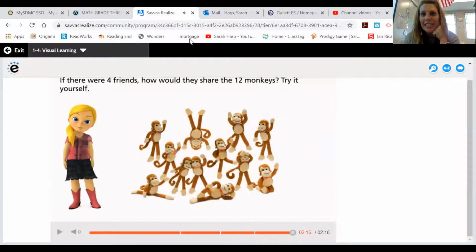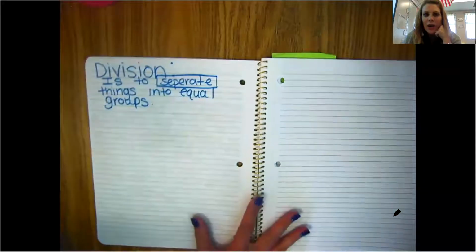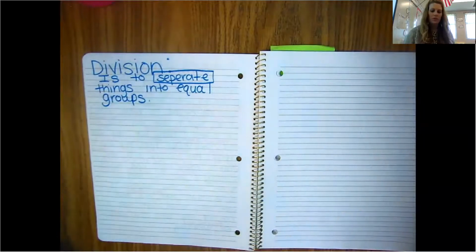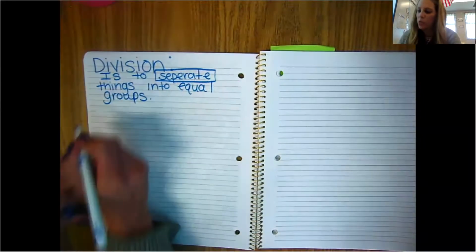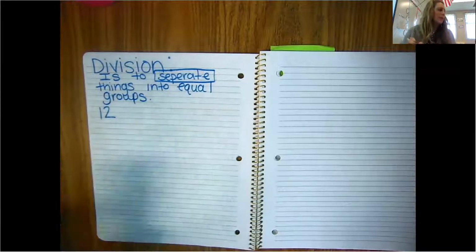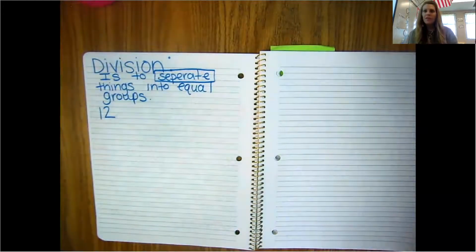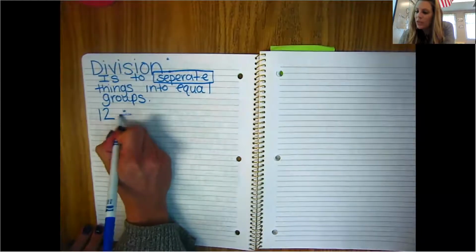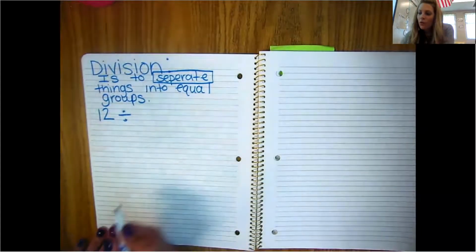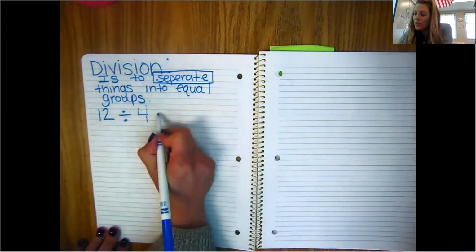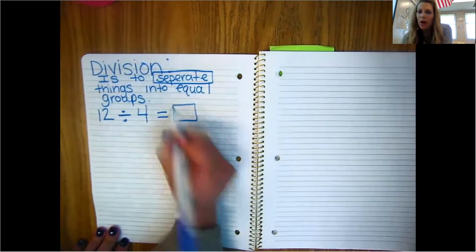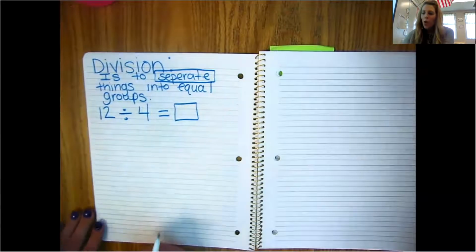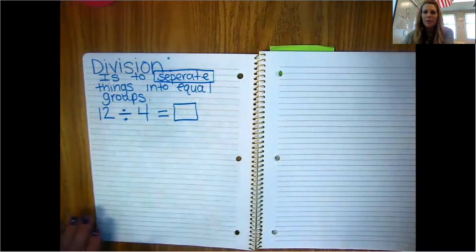Ooh, all right. So let's switch back over to our math notebooks. And they gave us the first problem that we are going to do. Okay, they said we still have 12 monkeys, right? But this time we're dividing it between how many friends? 4, right? So we need to figure out how many monkeys does each friend get. Well, let's kind of talk about what these numbers stand for.